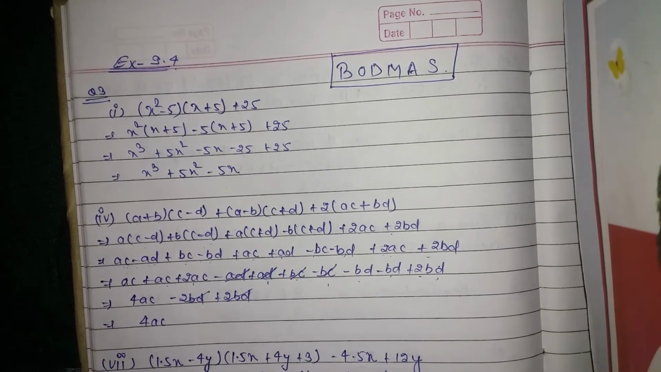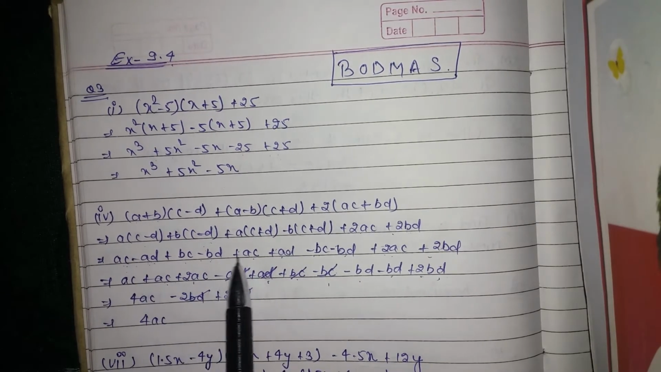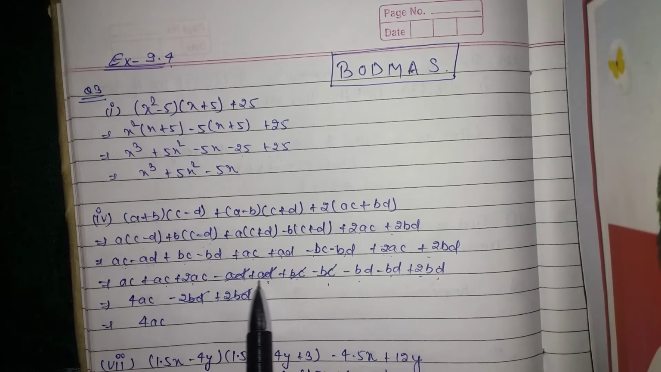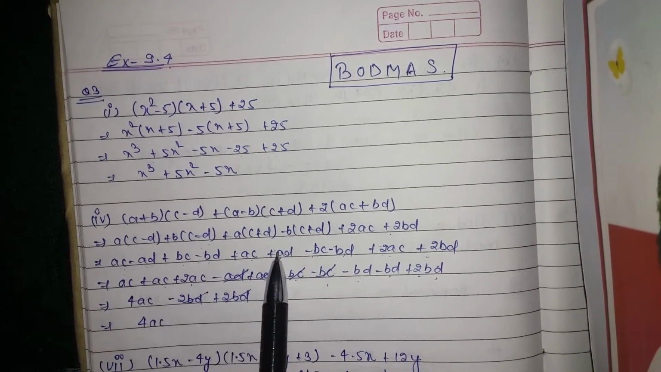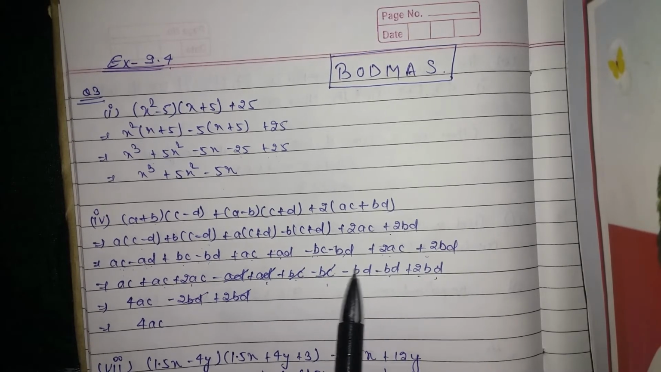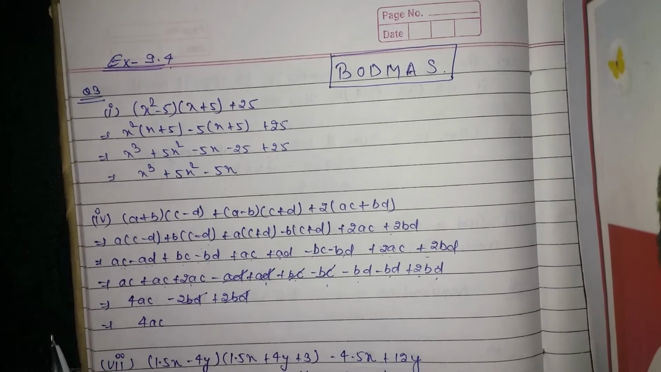Now the best way to check whether any term is skipped is to count the number of terms here and count the number of terms in this step. 1 2 3 4 5 6 7 8 9 10. 1 2 3 4 5 6 7 8 9 10. It means I have not skipped any of the terms.